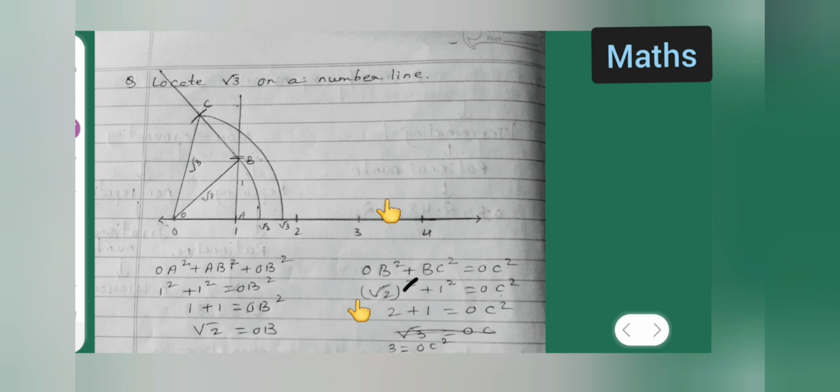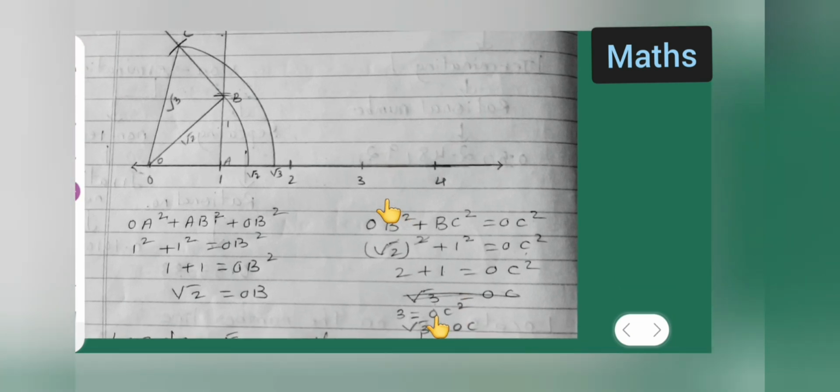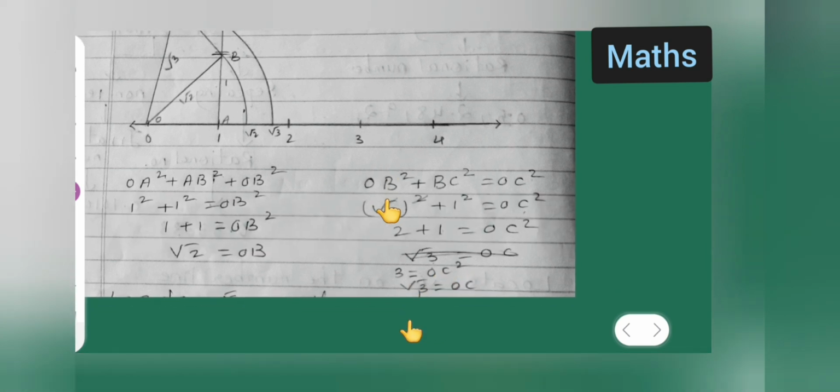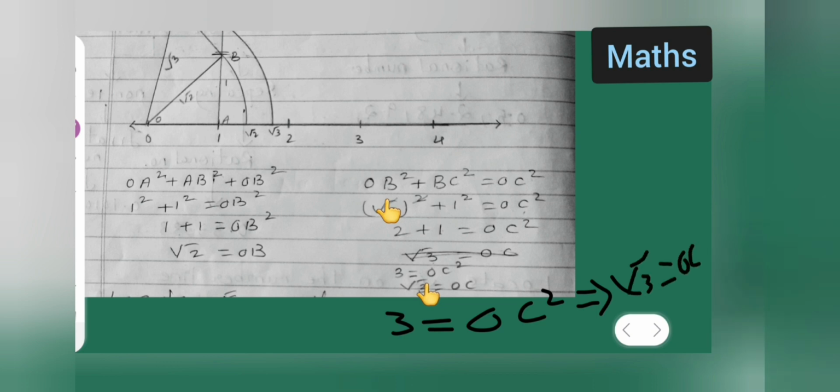Now what is going to happen? The square root and the square are going to get cancelled. What is going to remain is 2, plus 1 square is 1, is equal to OC square. Now what you are going to get is 2 plus 1 is nothing but 3, is equal to OC square. Now this implies that root 3 is equal to OC.